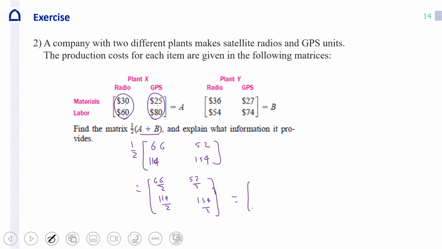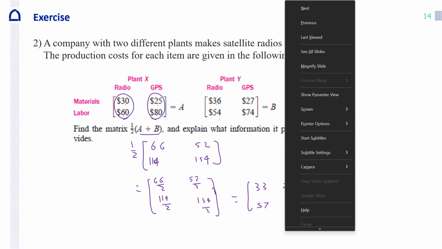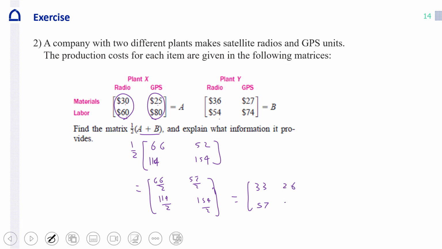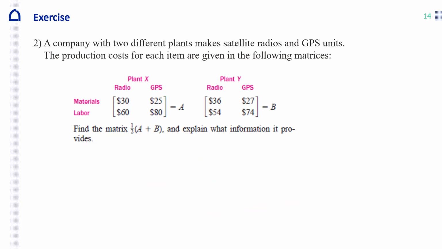66 over 2 is 33. 52 over 2 is 26. 114 divided by 2 is 57. 154 by 2 is 77. Okay. So first you have to add and then multiply by the scalar.